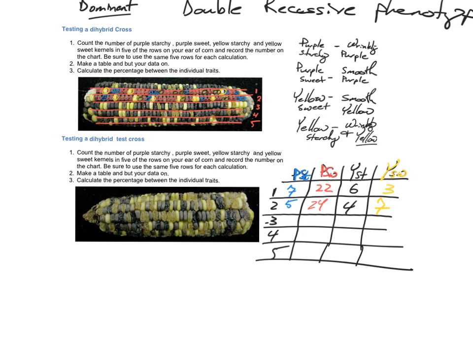And then you're going to count the number of purple starchy, yellow starchy, and so on. Be sure you use the same 5 rows for each calculation. Make sure you use the same table for this piece of corn. As far as this lab is concerned, tonight is to continue this and finish counting these kernels. Now, wait for part 2.